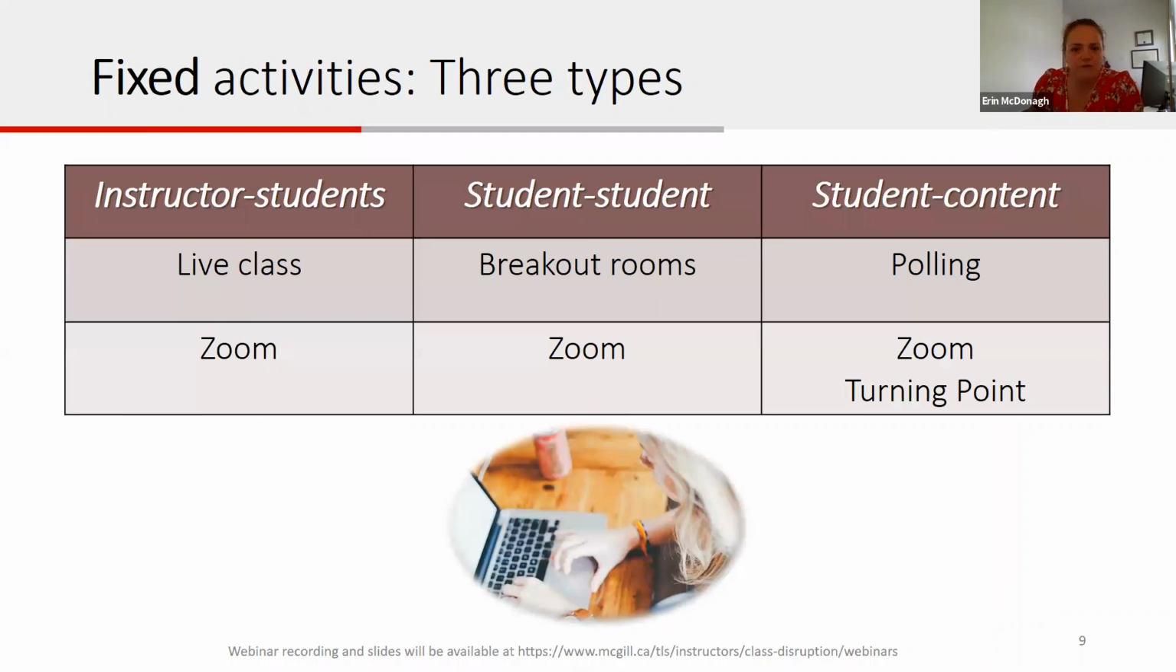So today I'm going to be focusing on 3 different types of interaction, and this calls back to the model that Jasmine explained at the beginning of the webinar. Briefly put, there are different types of activities that you can do using Zoom in a live class session that support instructor-student interaction, student-to-student interaction, specifically through breakout rooms, and then student-to-content interaction. That would be through polling.